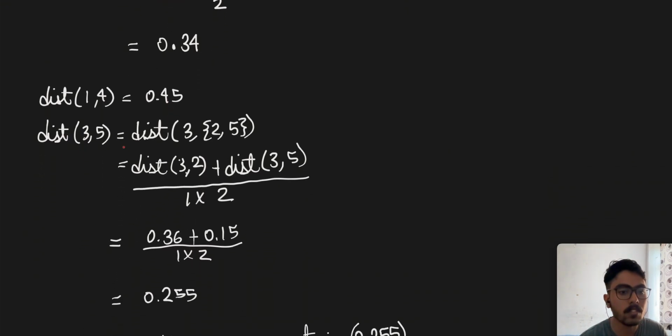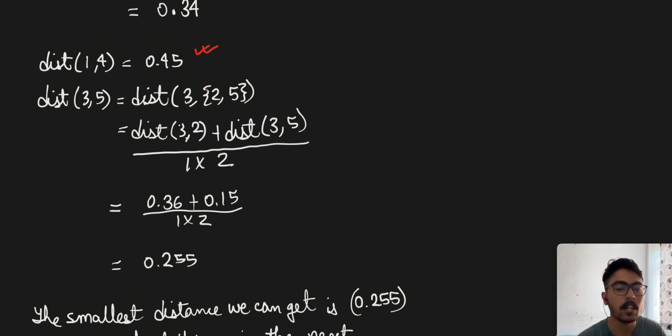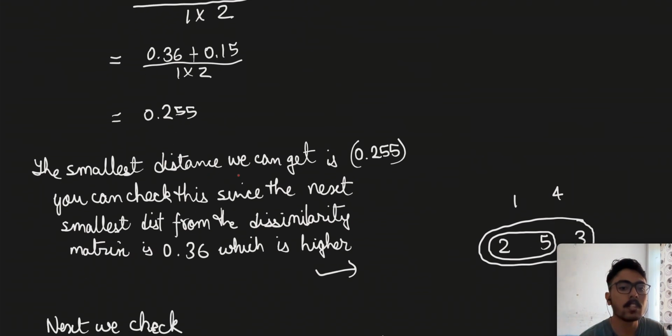Then we have distance of 3 comma 5. In a similar manner, because these are not clustered, we need not put any group average value. We can directly state that from the dissimilarity matrix table. Again we took 3 comma 2 plus 3 comma 5 and 1 into 2, because 2 elements here and 1 element here. So we calculate that and the value is this. The smallest distance we can get is 0.255. You can check this since the next smallest distance from the dissimilarity matrix is 0.36, which is higher. So we need not check further.